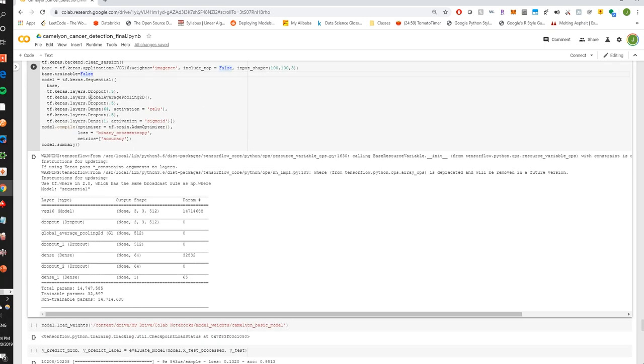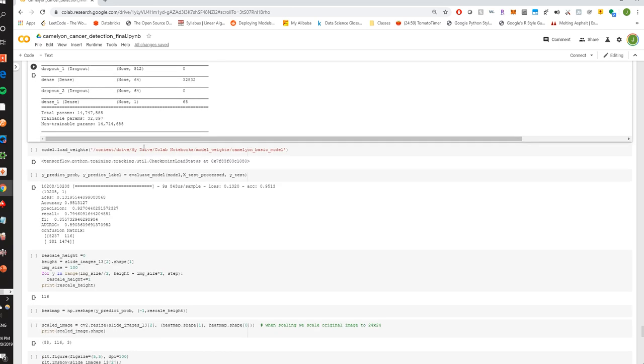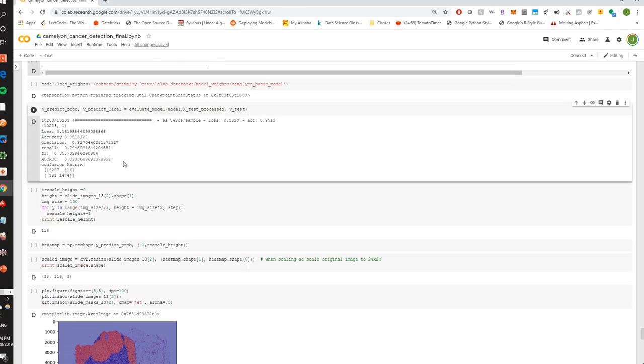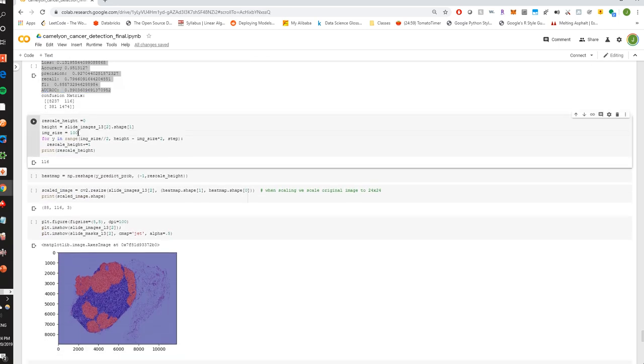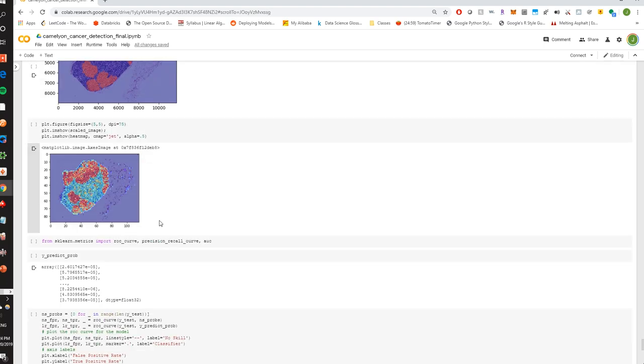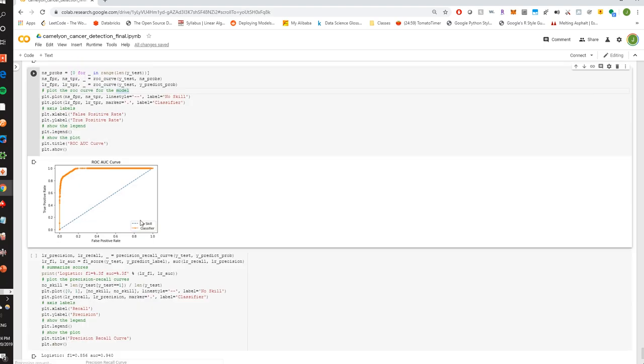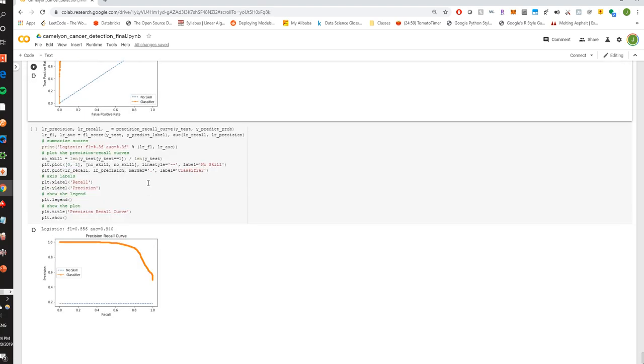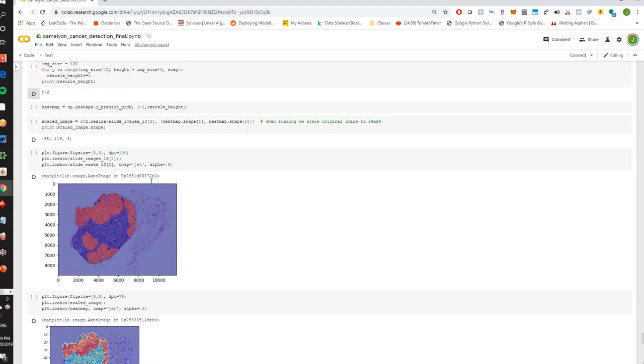Here we take the first model, the level 3 zoom level model, and do some analysis on it. These are the metrics that are reported in the report. These are the heat maps, ROC AUC curve, and precision recall curve. All very straightforward stuff.